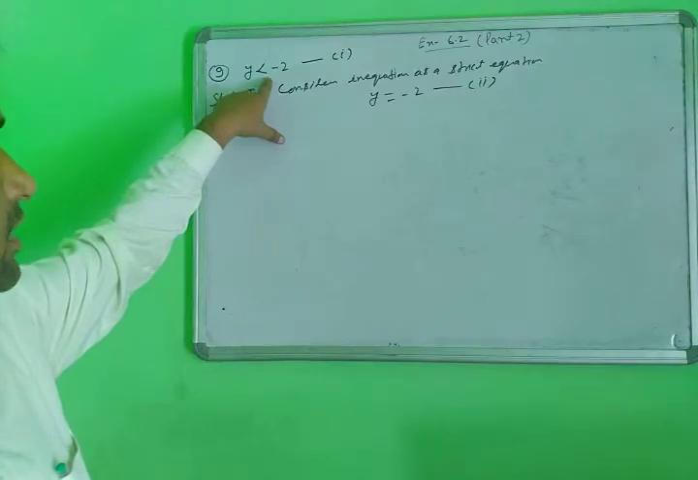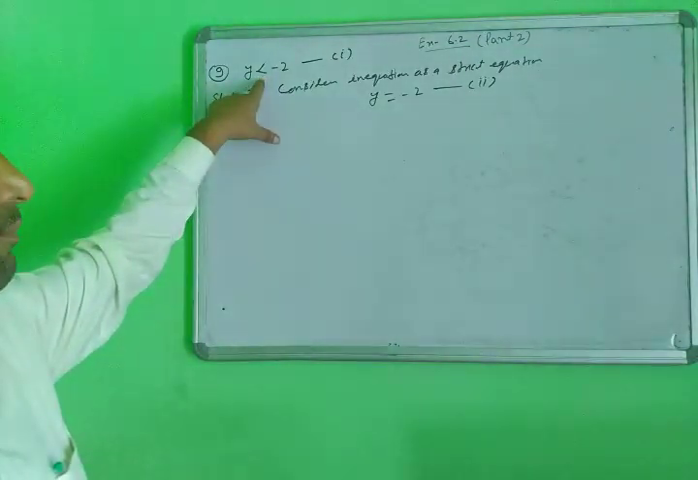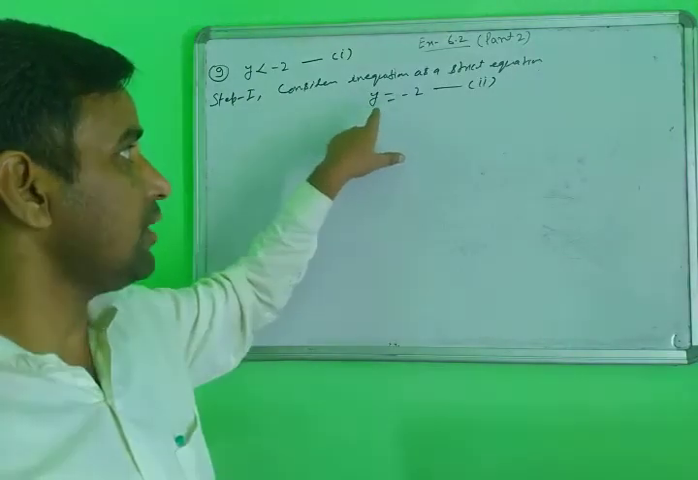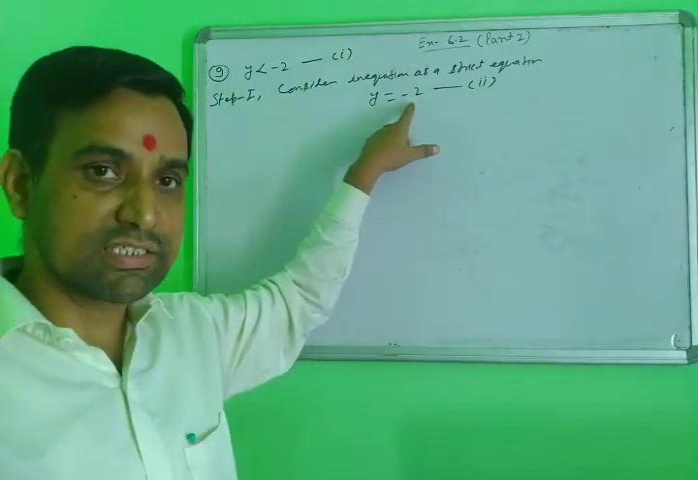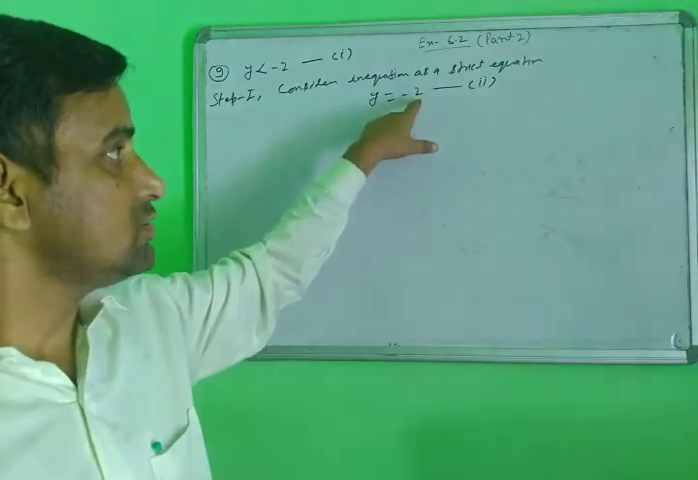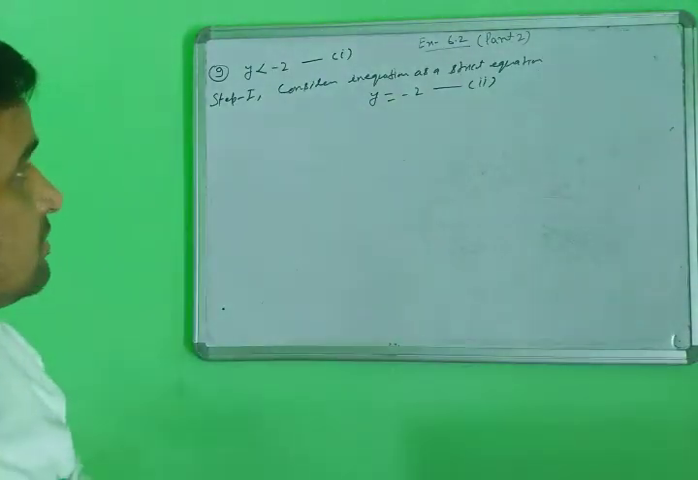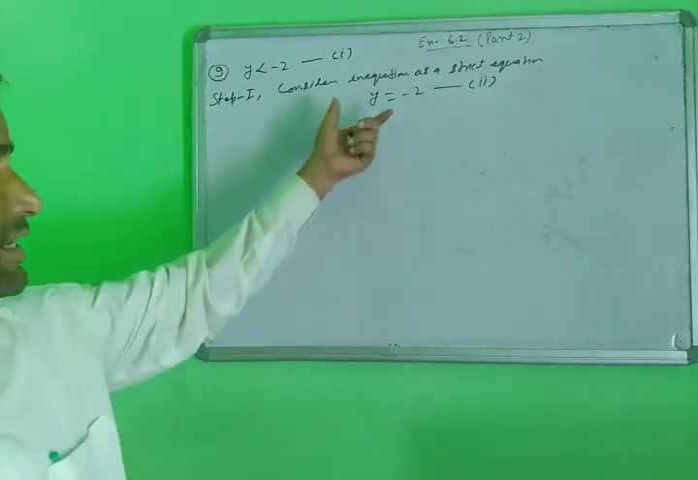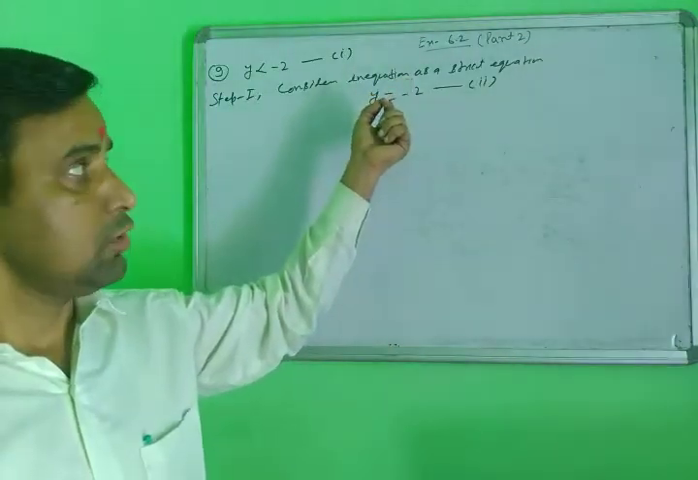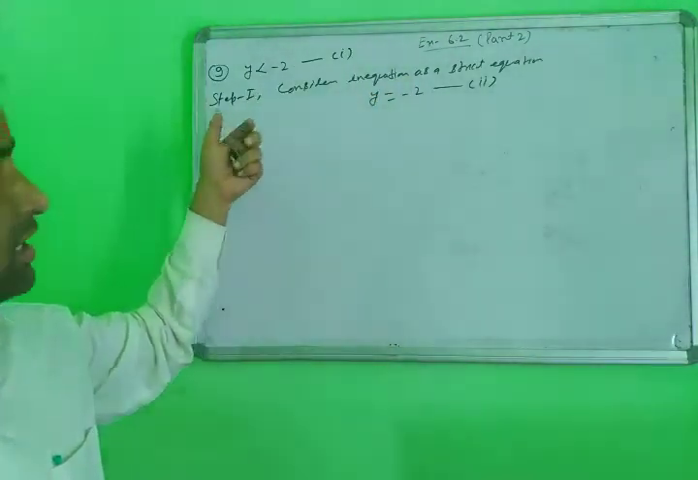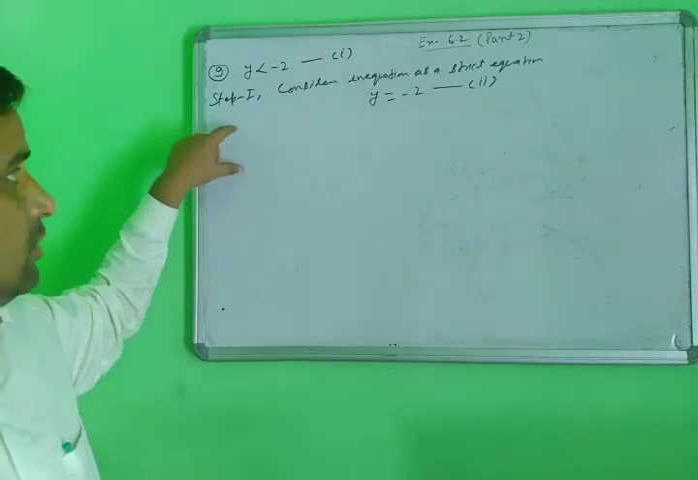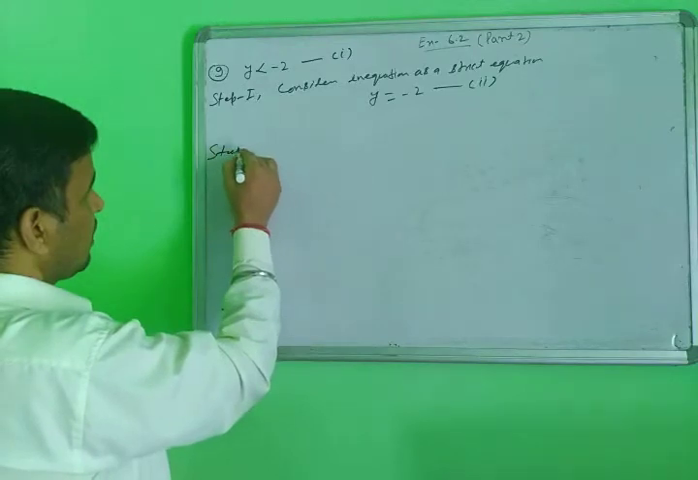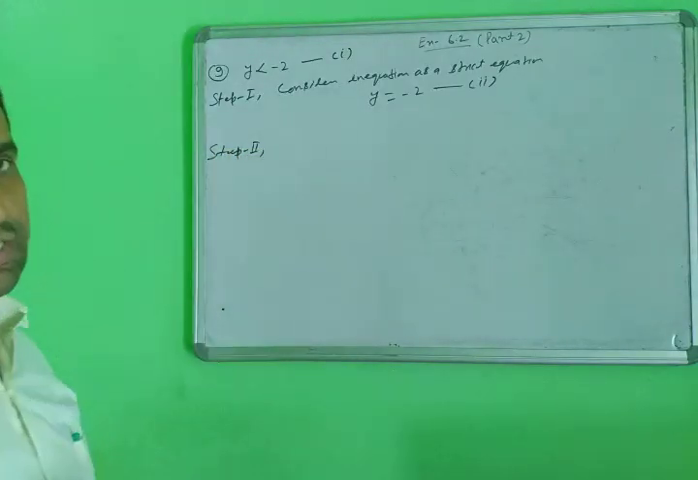This inequality has only one variable. You see, when y equal to minus 2, what is the value of x? The value of x equals 0 in this condition. It means your step second is not solved here. You are directly given the value of y here, so you don't use step second, and then you will use step third. Step second is not required here.